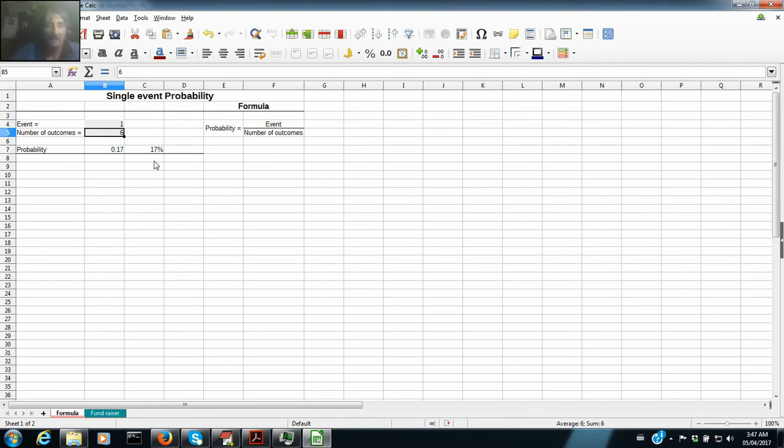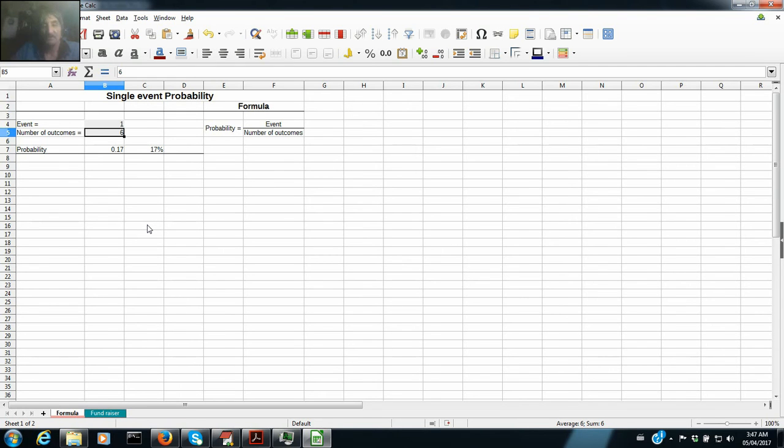Enter. And that gives us a 17% chance. Actually, it's 16.5, because it's greater than 5, it rounds up to 17%.